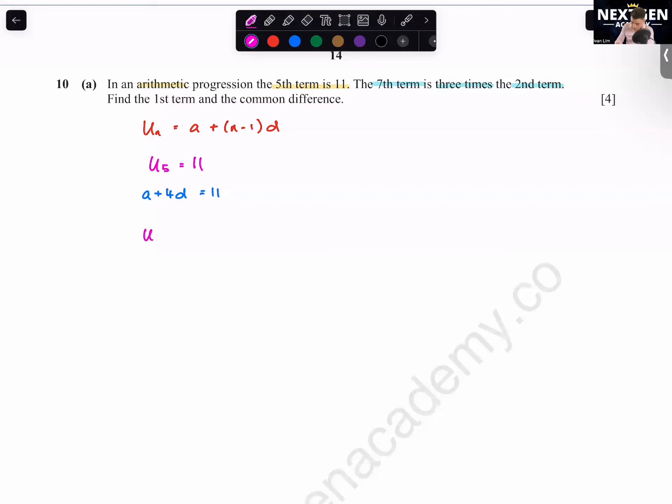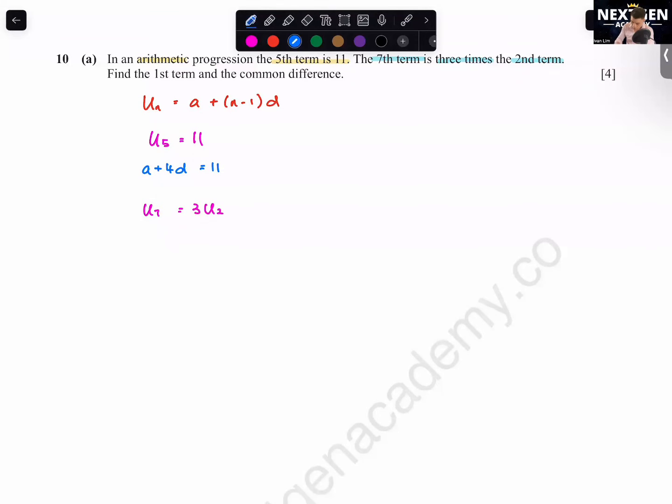Second statement, the seventh term equals 3 times the second term. So U7 equals 3 U2. This will be A plus 6D equals 3 bracket A plus D. Simplify this: 3A plus 3D. We can just make one of them the subject. So here will become 3D equals 2A. A can be 3 over 2 D. So I got equations 1 and 2.